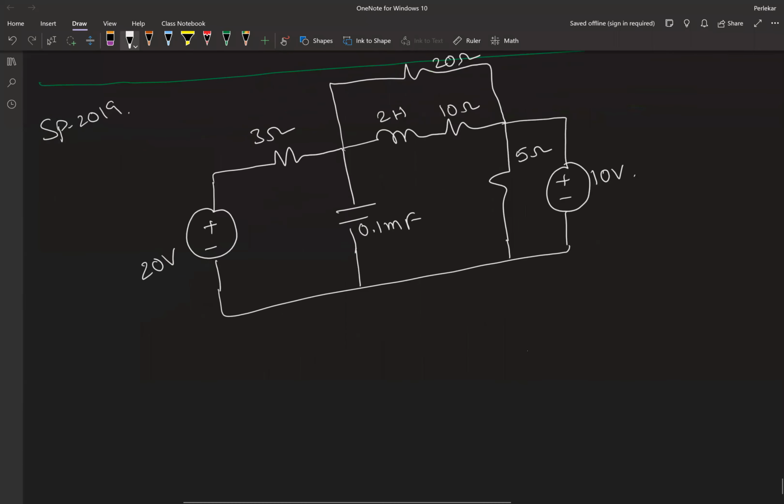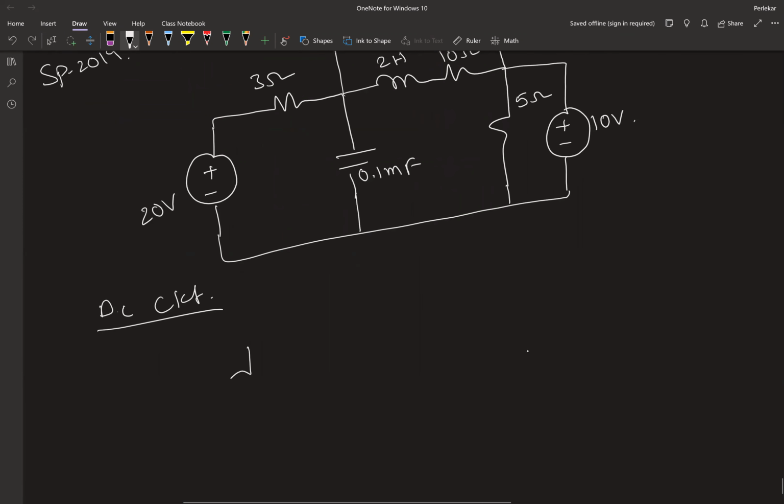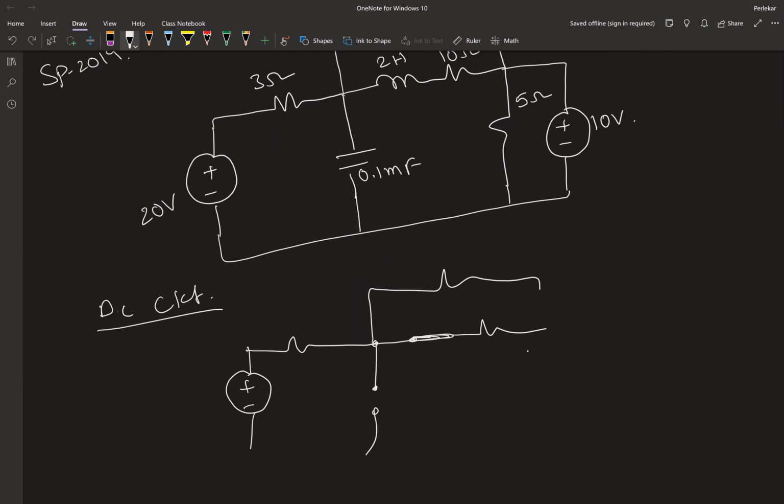First step, we know this is a DC circuit. In DC, the inductor acts like a short and the capacitor acts like an open. So that's going to be open, and that's going to be short. This is how the circuit is going to look.